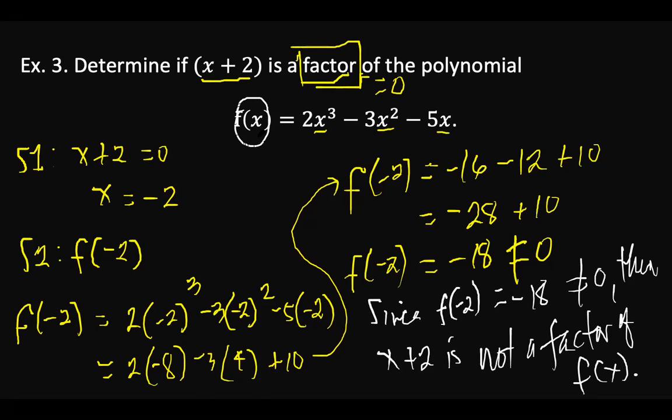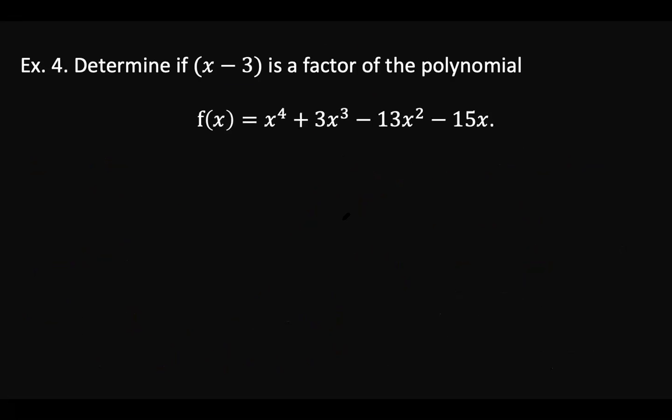Okay, so which means, guys, once we factor this expression, this trinomial here, we won't get a factor of x plus 2. All right, bakit? Kasi the remainder is not equal to 0 when f of negative 2, or when x is equal to negative 2, is substituted to all of the x's in f. Okay? All right, I hope we got the same answer. Okay, and let's have example number 4.